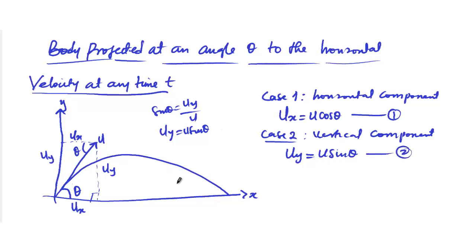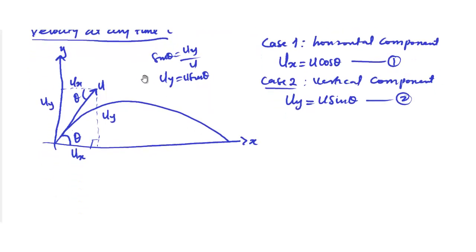I don't want to waste time on all those. Know that once the angle of inclination is to the horizontal, u subscript x will be u cos theta, and u subscript y will be u sine theta. But there's something we need to know. And what is that thing?